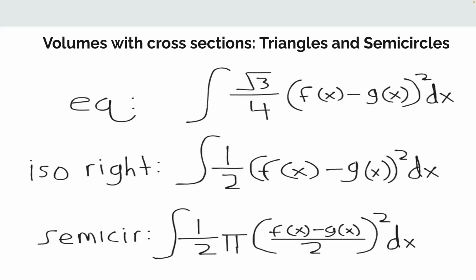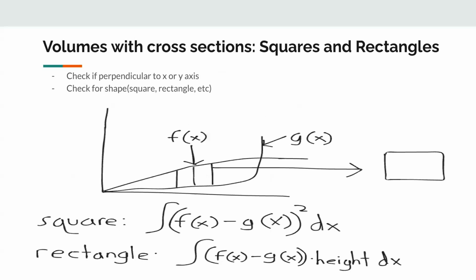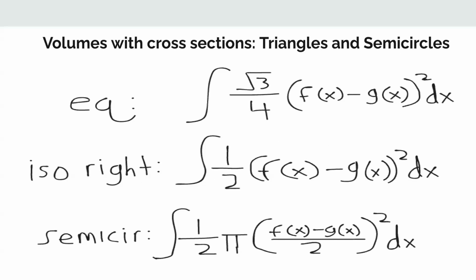All right, now continuing, the last two, we did squares and rectangles. Now we're going to do triangles and semicircles. Essentially, the difference in height is going to form a cross-sectional area of an equilateral triangle, an isosceles right triangle, or a semicircle. If it's an equilateral triangle, you'll use this equation, square root 3/4 times f of x minus g of x squared, the integral of that, over any certain range. If it's an isosceles right triangle, it'll be 1/2 f of x minus g of x squared. If it's a semicircle, it'll be 1/2 pi times f of x minus g of x over 2 squared.